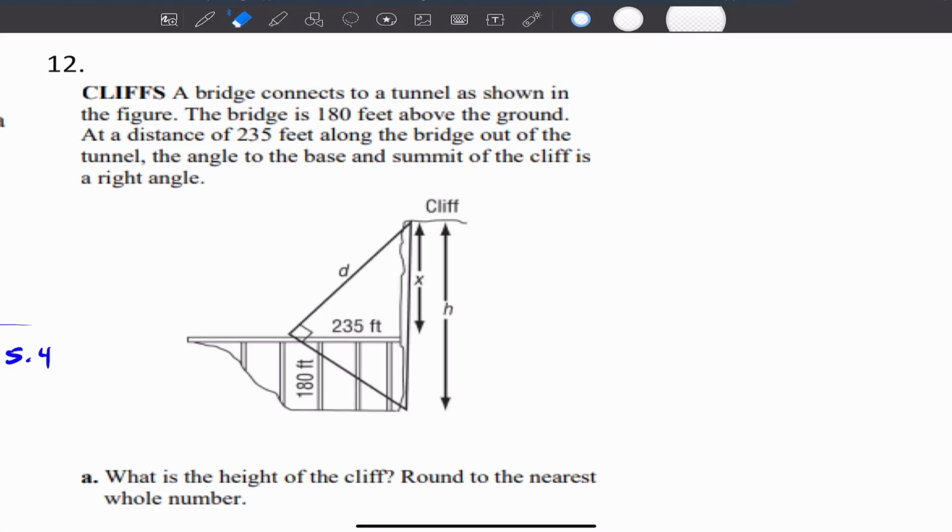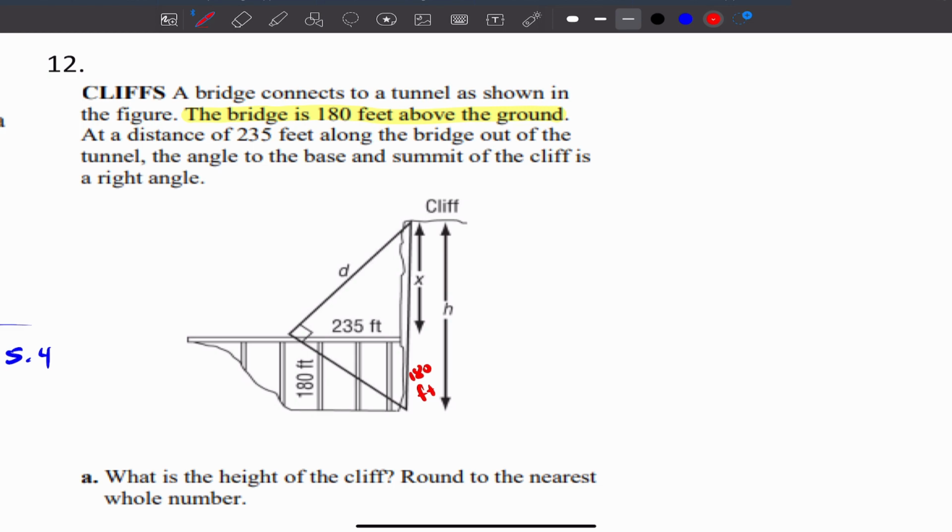Okay, so number 12, let's look at that. A bridge connects to a tunnel as shown in the figure. The bridge is 180 feet above the ground at a distance of 235 feet along the bridge out of the tunnel. The angle to the base and the summit of the cliff is a right angle. One thing I want to highlight is this: the bridge is 180 feet above the ground. So if this here is the ground and this is the bridge, then from there to there is 180 feet. So if this is 180, that means this here is 180 feet as well.